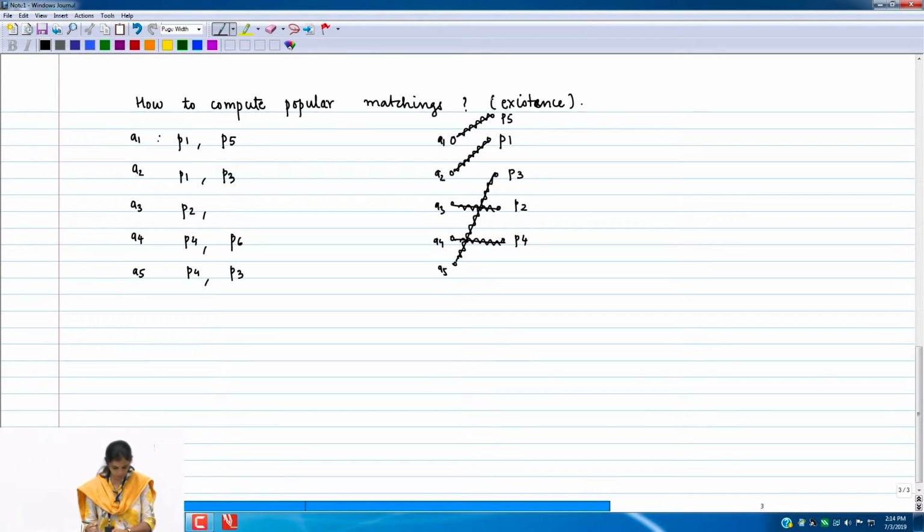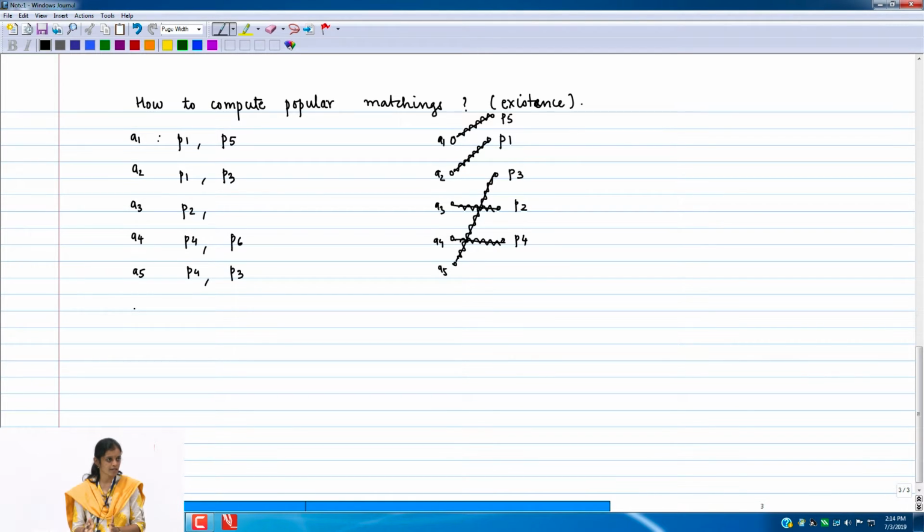So what we are going to do is make some observations about the way popular matchings look like if they exist, because now we know that they may not exist. But if they exist, then we would like to make some observations about what they look like structurally. These are some structural properties which will help us design an algorithm for computing a popular matching. So, like we have seen, we seem to be interested in focusing on the top choice posts.